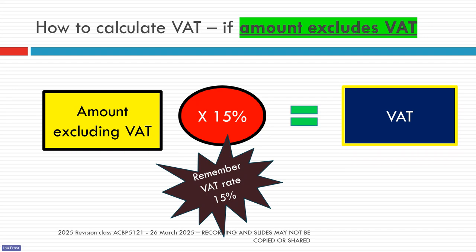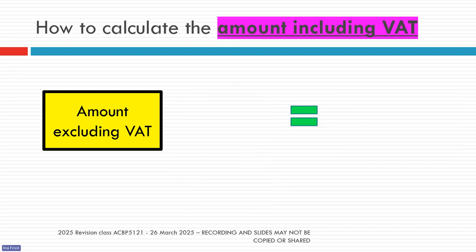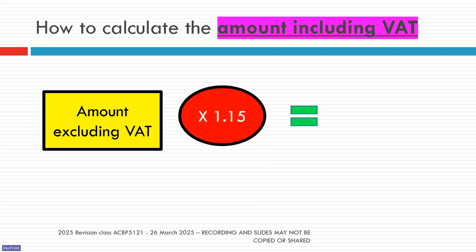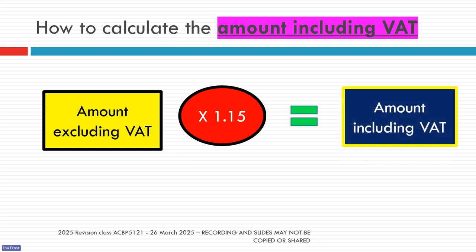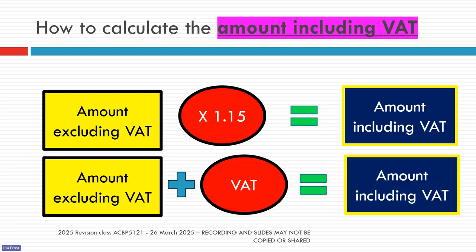So this is just the slide that reminds you to use the 15%. We're still using the 15% VAT rate. Now the next thing you need to be able to do is, if I give you the amount excluding VAT, and I'm asking you to calculate the amount including VAT, we're going to multiply the amount excluding VAT with 1.15, and that's going to give you the amount including VAT.